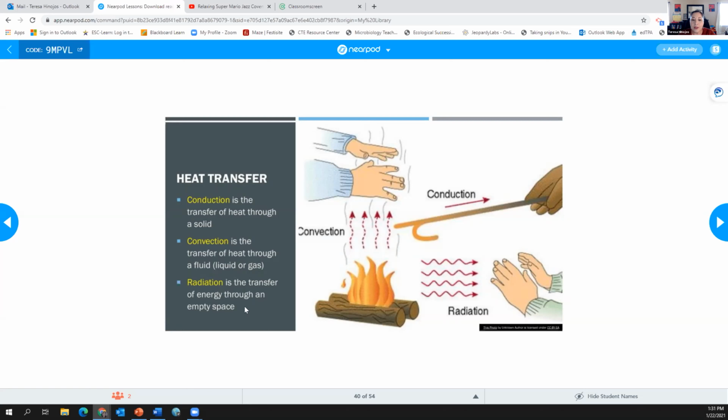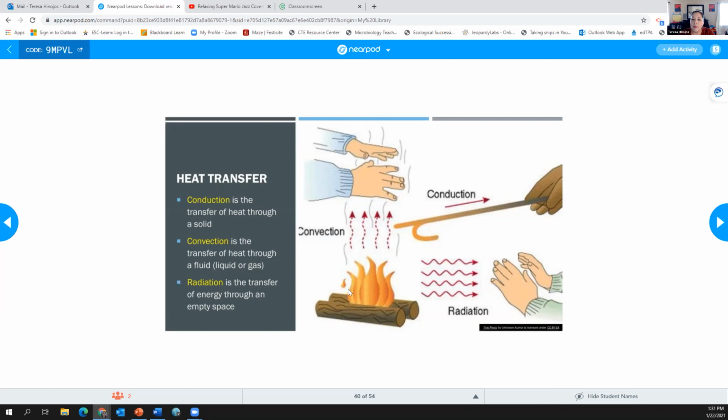And so the last one is radiation, and this is just the transfer of energy through an empty space. So for example, we get our heat from the sun through radiation. The sun's not touching the planet, right? There's no fluid in space. It's an empty space, right? There's nothing out there. So the radiation is how that heat is being transferred to us.